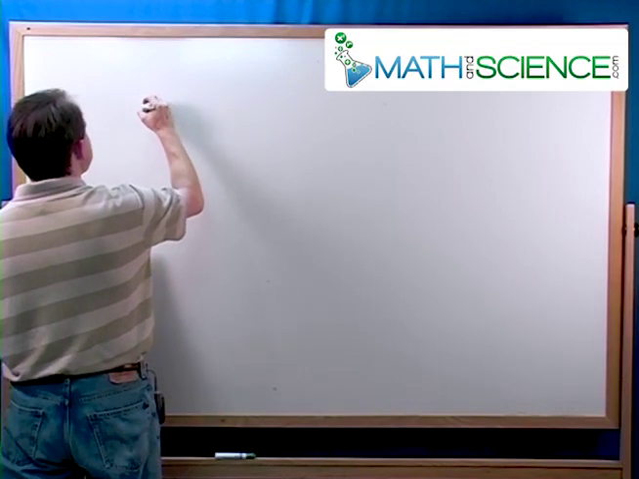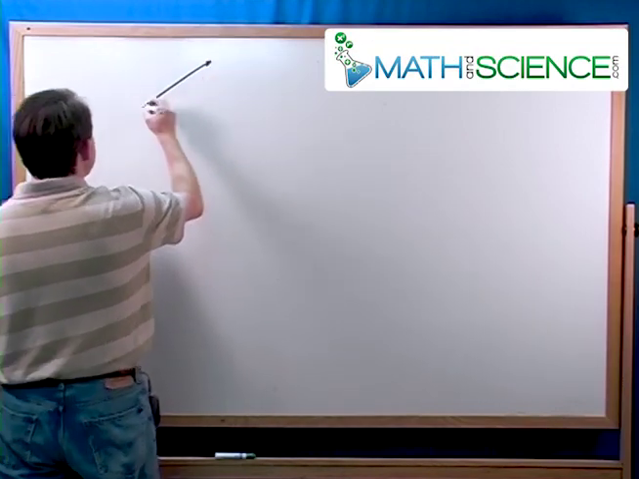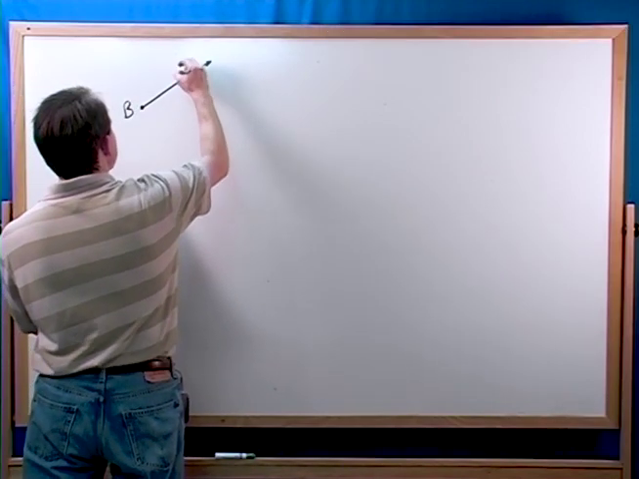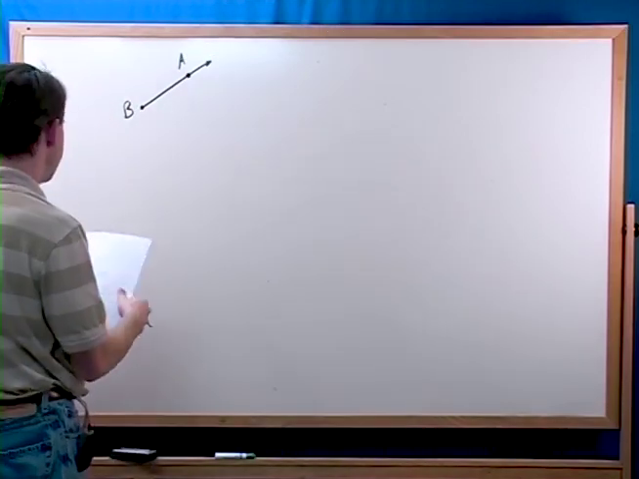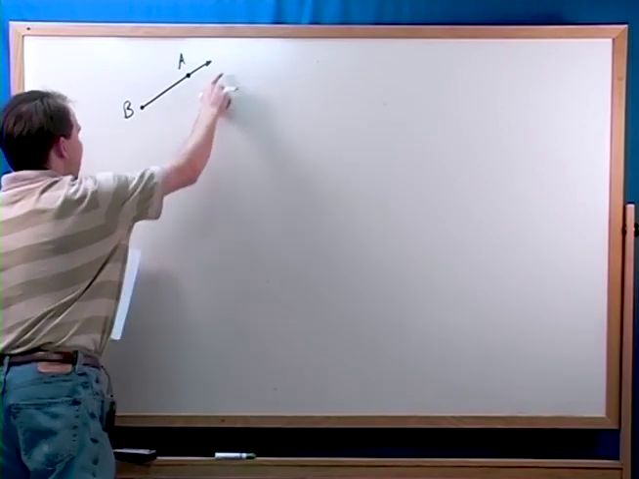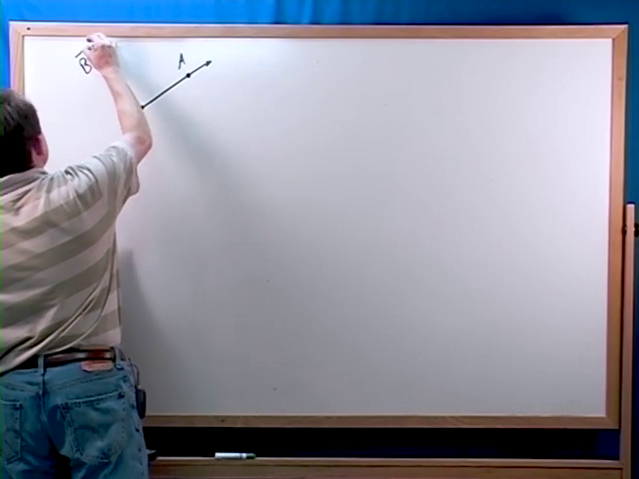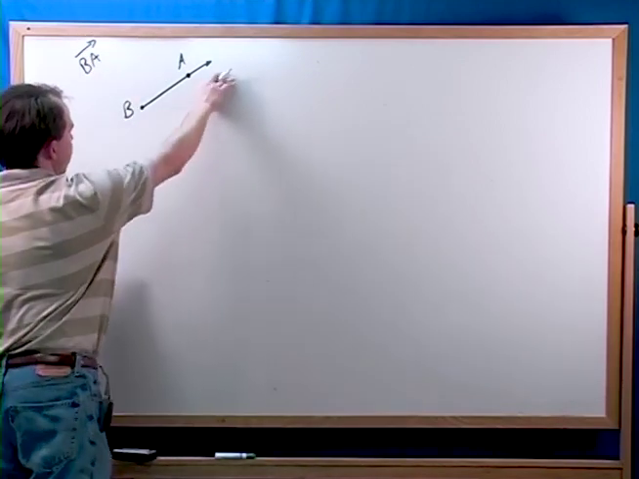Okay, if you had a line set, a ray, I guess is what I'm trying to say here. Okay, starting at point B and traveling through point A, and we talked about rays in the last section. This is ray BA. I'm just showing you how to write it, but this is the ray I'm talking about here.